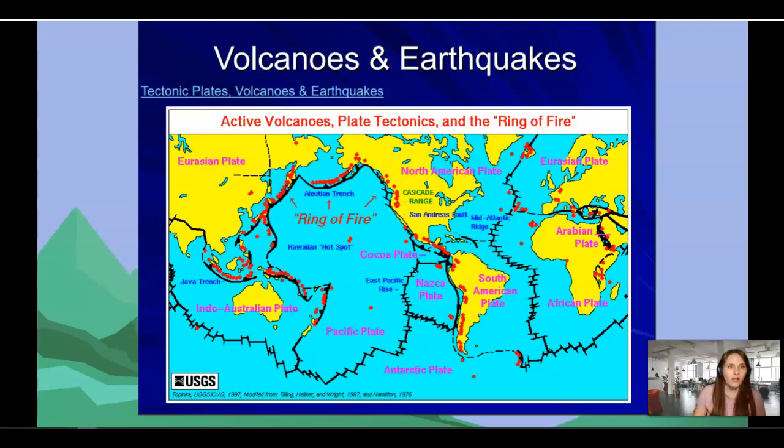So you see all these little black jaggedy lines all over this map. Those are all fault lines. That's where the plates come together. Sometimes they move close to each other, sometimes they move apart, and sometimes they slide past each other. Very, very slowly, of course. And if you notice all of these little red dots, those are all volcanoes. So you see how volcanoes are mostly found along those fault lines where the tectonic plates of the Earth are moving.